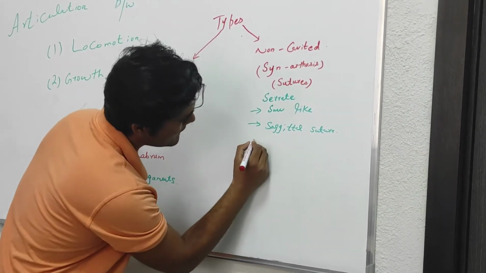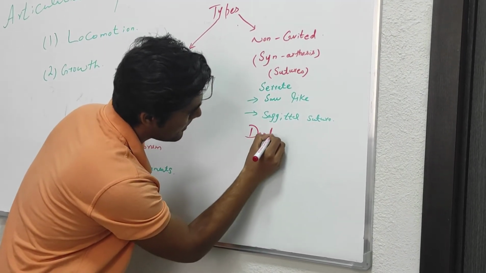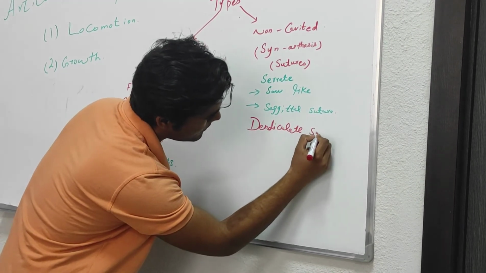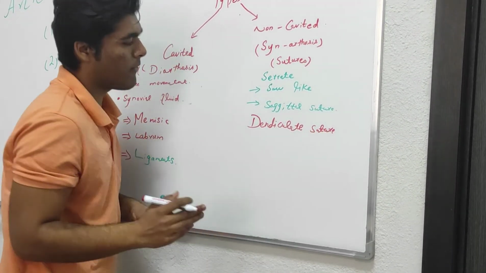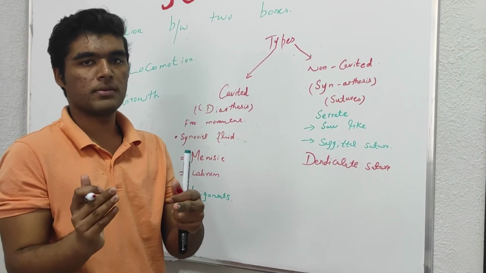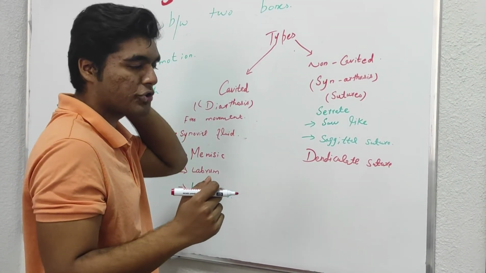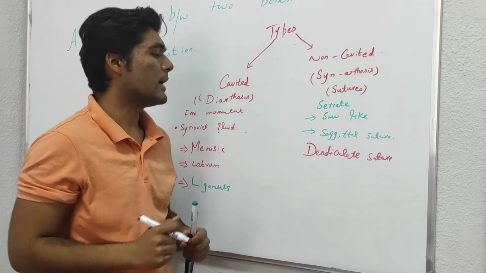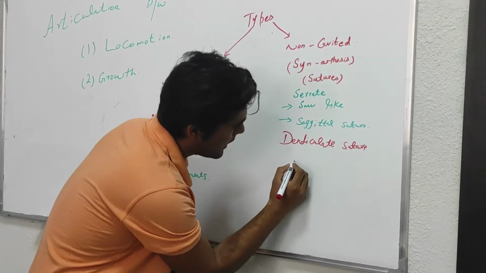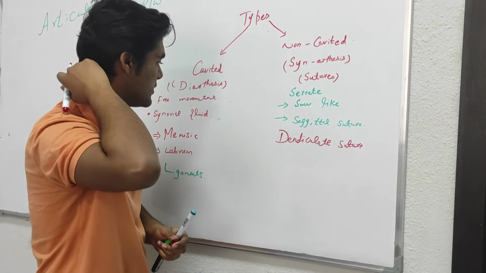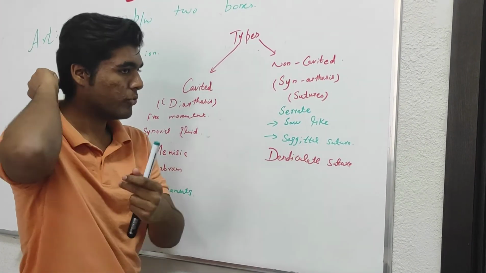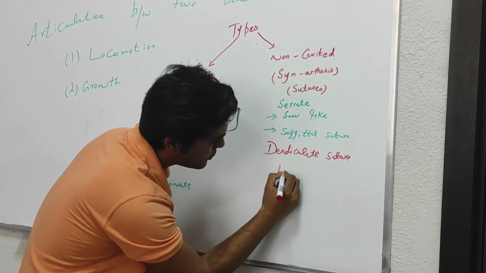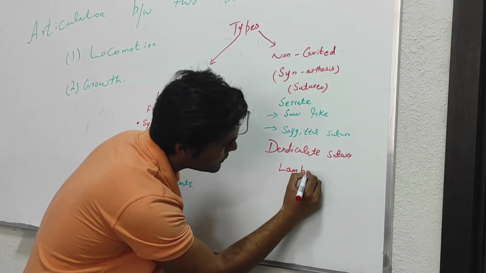And next is the denticulate suture. In the denticulate suture, we have the lambdoid suture. The lambdoid suture is basically posterior in the skull, between the occipital and temporal or frontal bones. Just from above the protuberance and occipital bone, we have the lambdoid suture, on the posterior side of the skull.